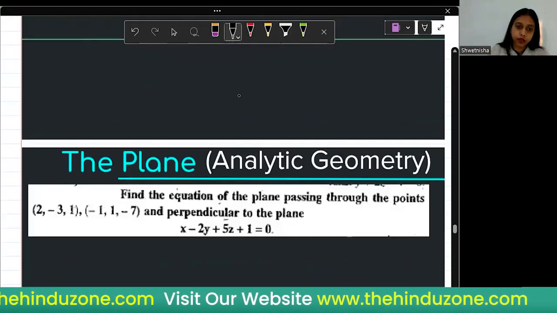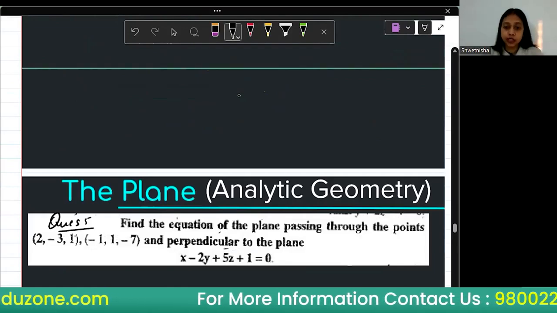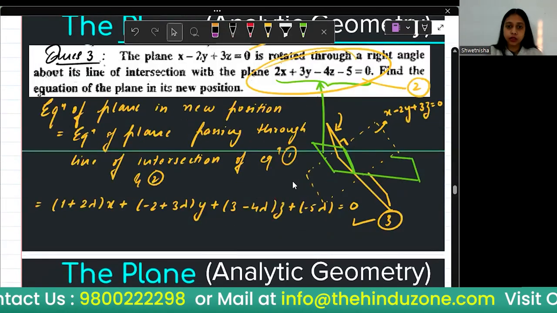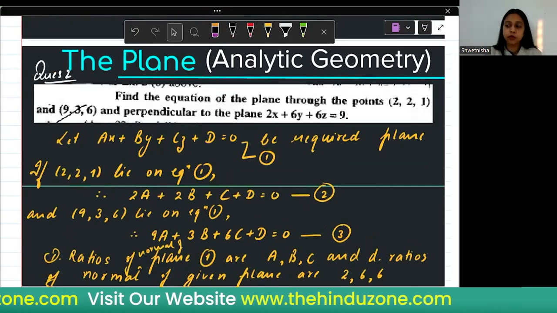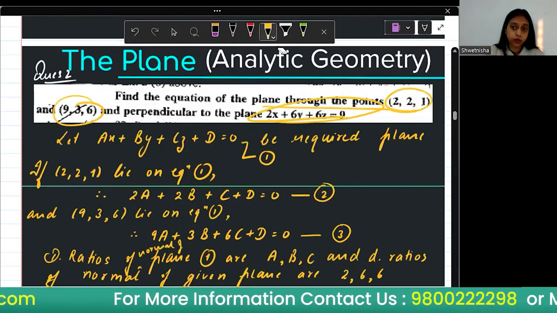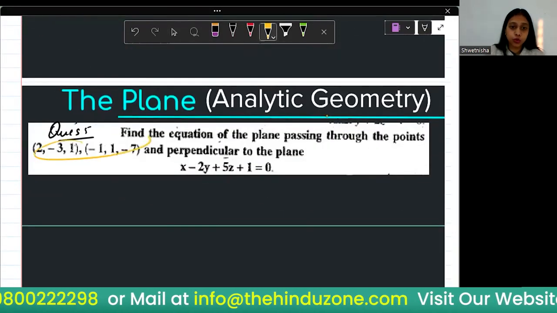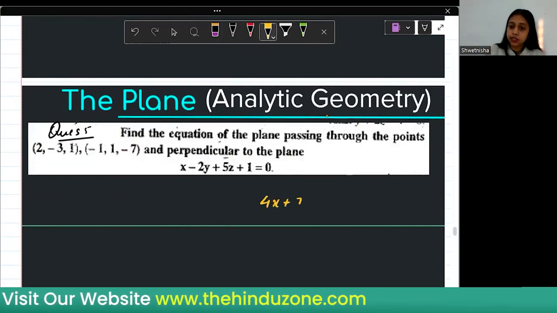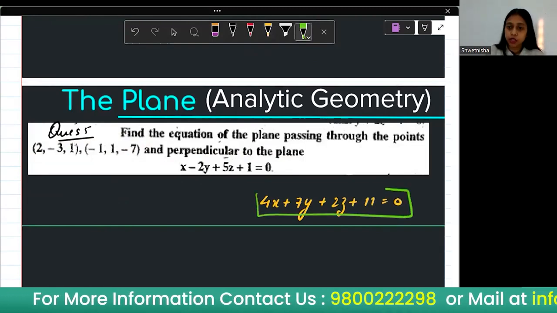We have the next question, question number 5. Find the equation of the plane passing through these two points and perpendicular to the plane. This is one question we have done over here, exactly the same: the plane through two points and perpendicular to a given plane. So repeat that. I'll just write the answer for you. You can verify: 4x plus 7y plus 2z plus 11 is equal to 0 is the answer. Same as question number 2 that we have.